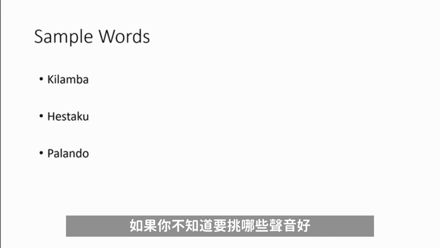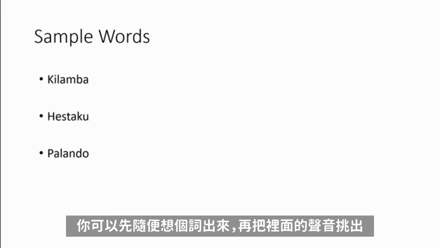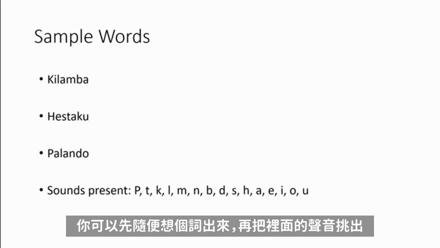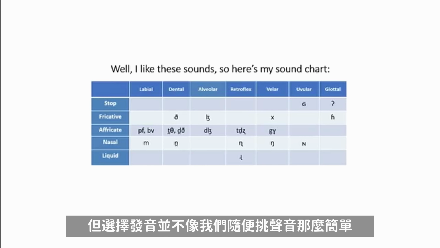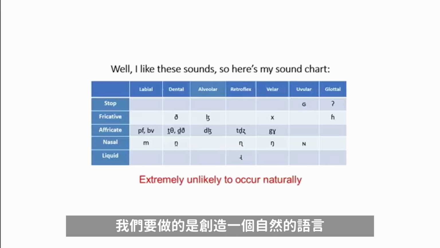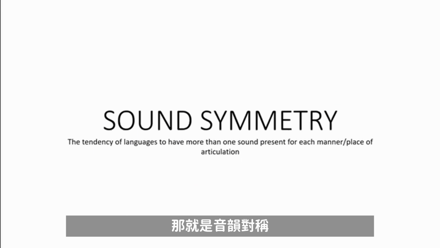If you're having trouble thinking of what sounds you'd like to include, try coining some sample words that you like the sound of and listing the sounds that they contain. But it's not as simple as grabbing any random sounds that tickle our fancy. We're dealing with a naturalistic conlang here, and all natural languages share some features in common, and in terms of phonology, one very strong tendency is sound symmetry.